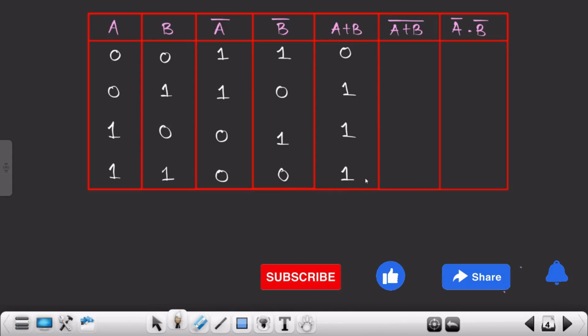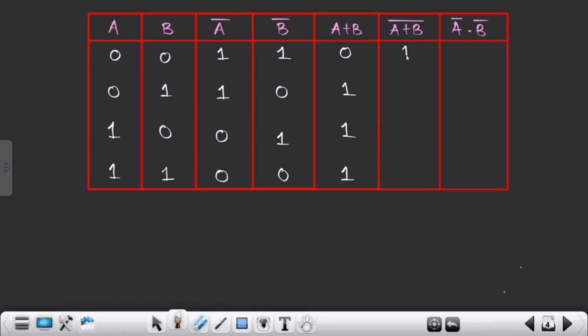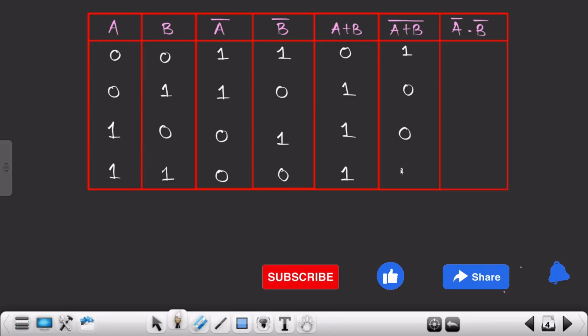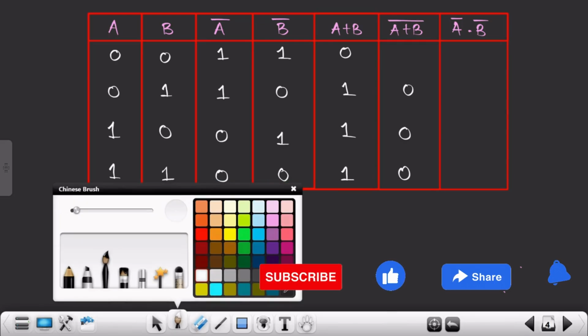Great. And now we need to take its complement, that means A plus B the whole bar. We just need to take the negation of these values that we had obtained over here. So the negation of 0 is 1, the complement of 1 is 0, 1 is 0, and again 1 is 0, right? Great.